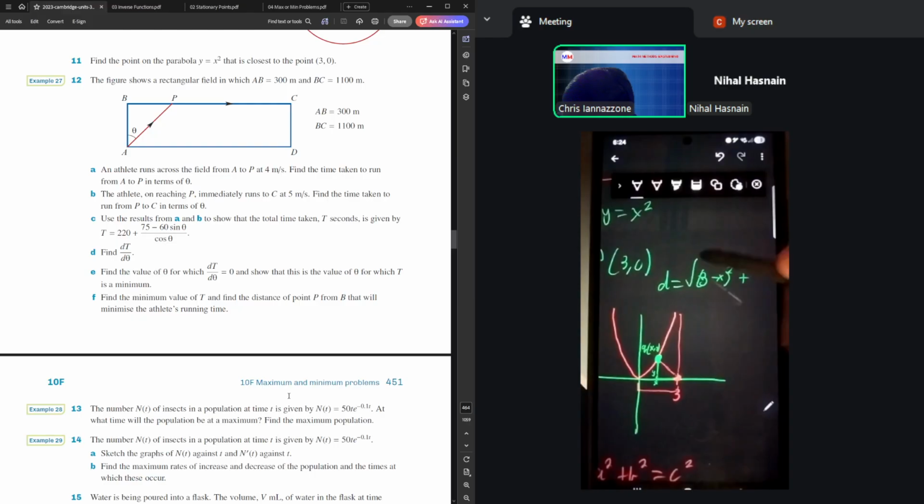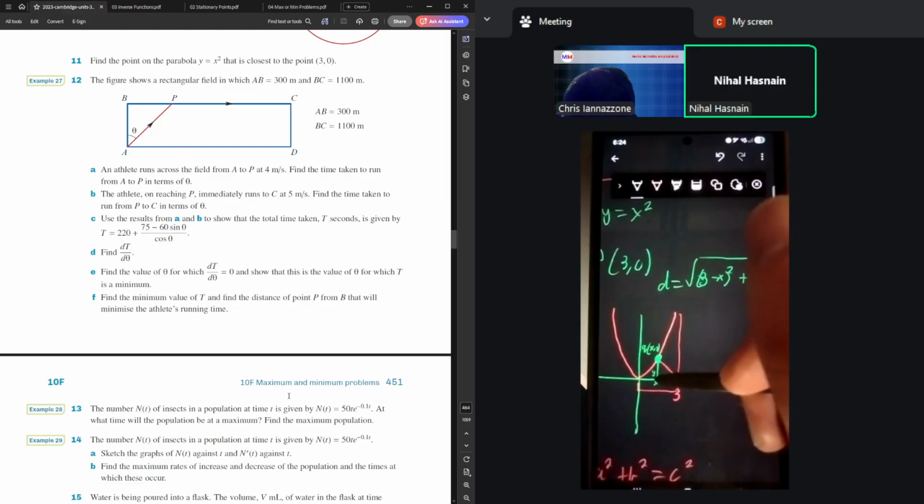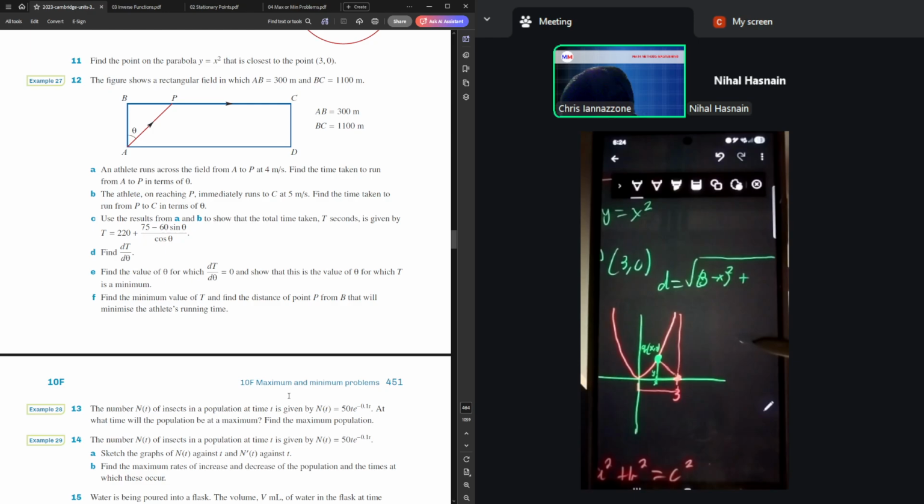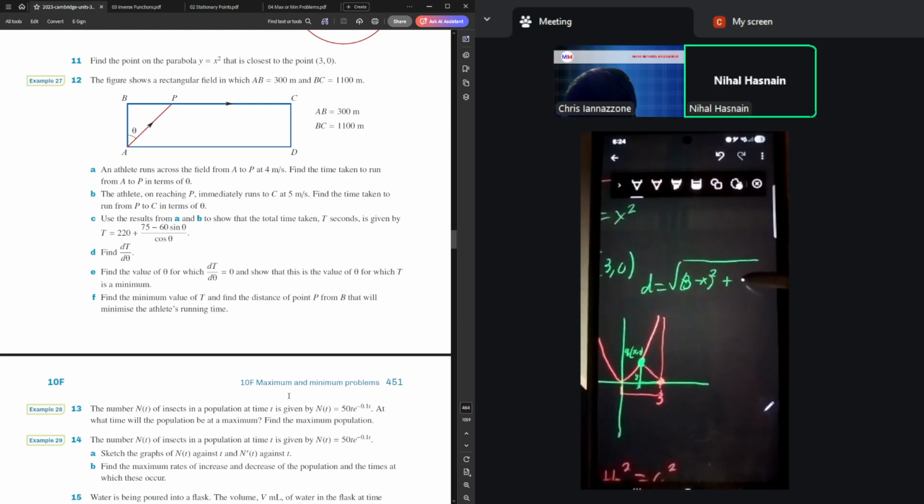The vertical component's going to be, that's negative values, so 0 minus y. So that's negative y, or positive y. It's going to be squared either way. Yeah, it doesn't really matter.